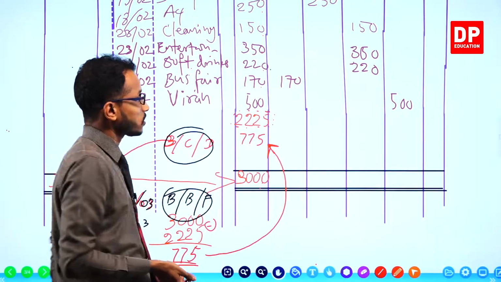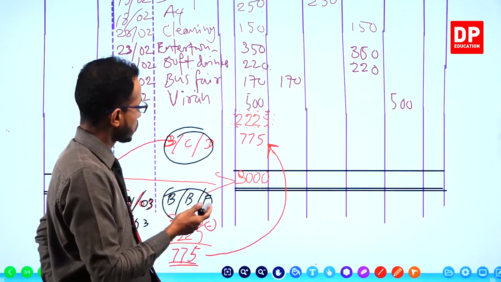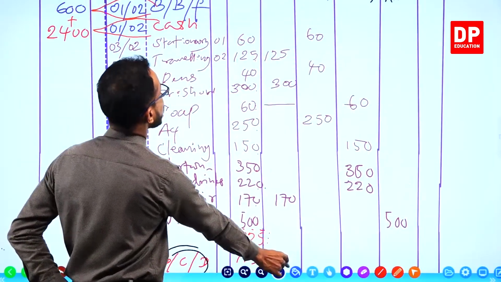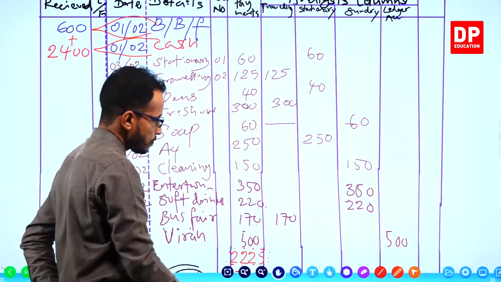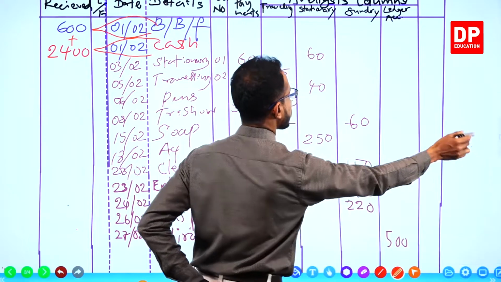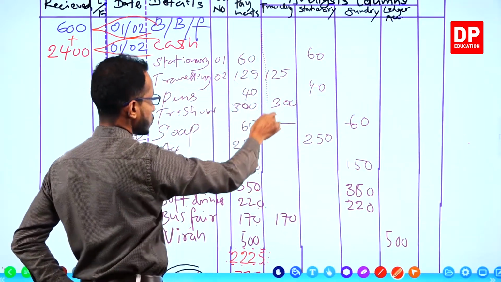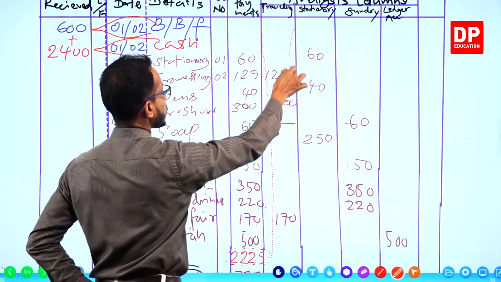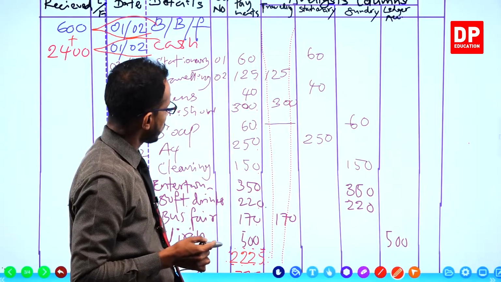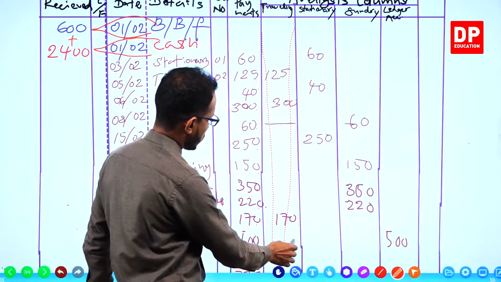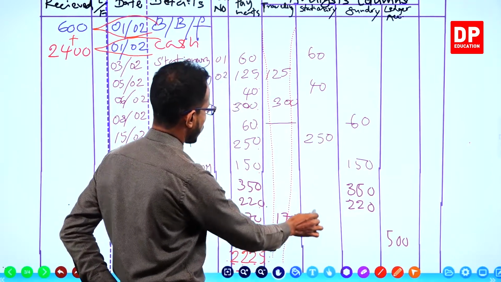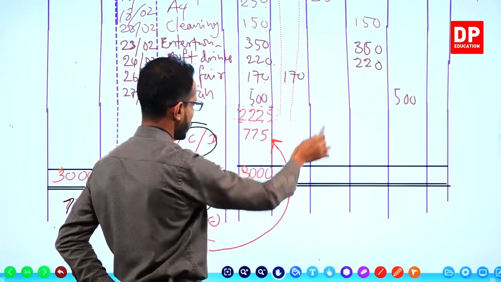Now let's take the totals of the analysis columns, right? We have the traveling column. We have to take the total of the traveling column. How much should be the total? 300 plus 125, 425 and 170. That is 595. Is it correct?